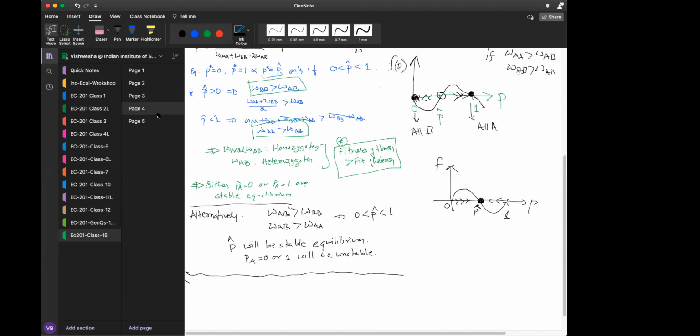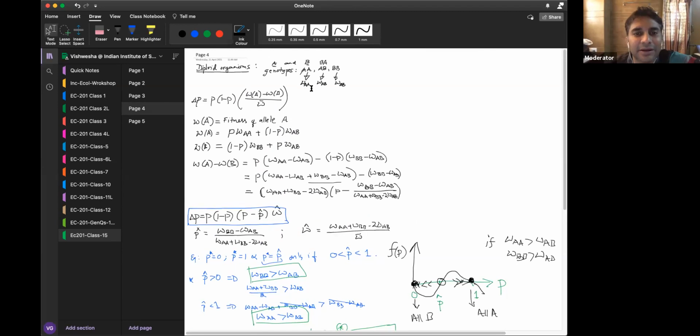In diploids, even if the genotype fitnesses omega AA, omega AB, omega BB are constant, that will lead to frequency dependence of the allele fitnesses. Now that I have used the word, let me just say it anyway. When the fitness of an allele depends on the other alleles present in the population, that's called a frequency dependent system, and the corresponding selection is called frequency dependent selection. So in diploid organisms, that naturally emerges.